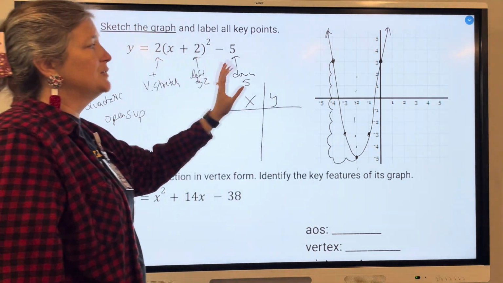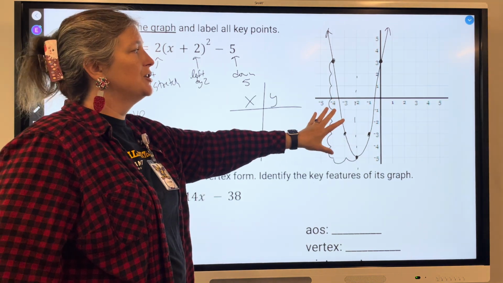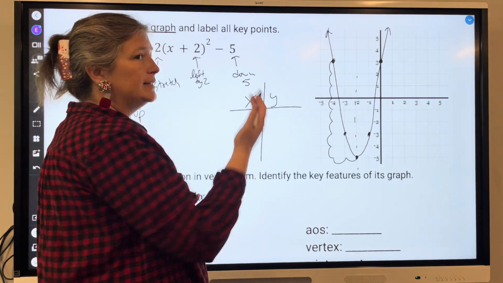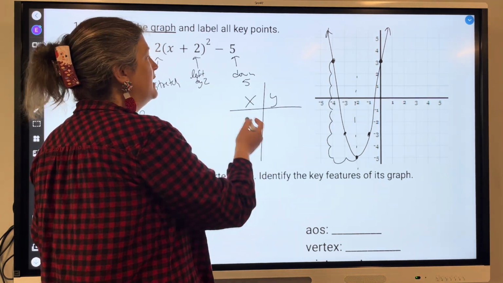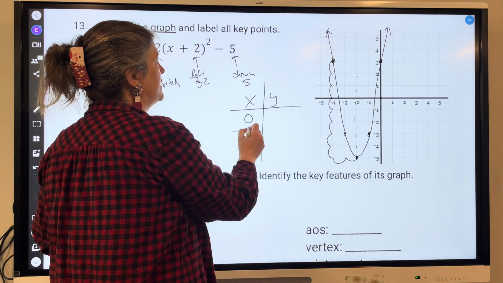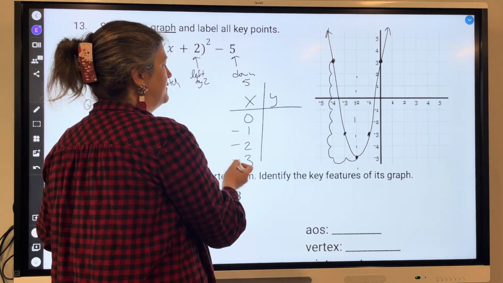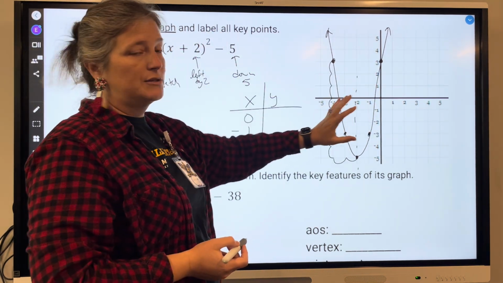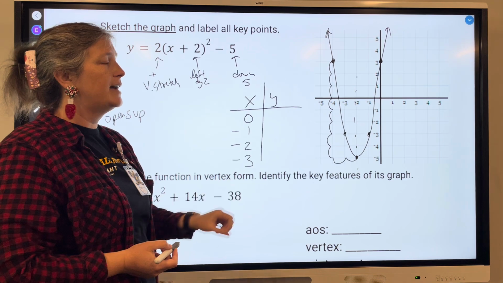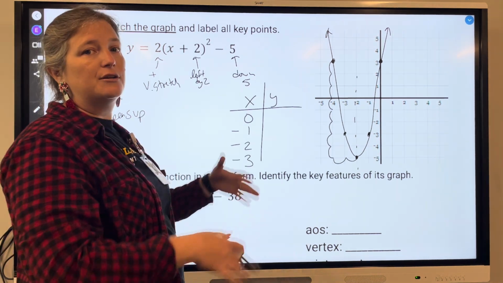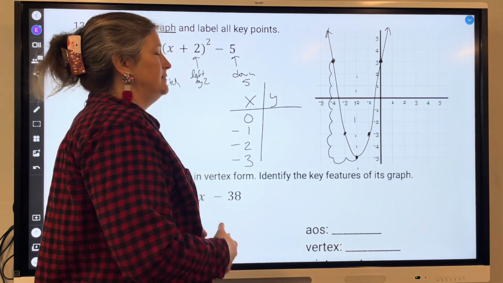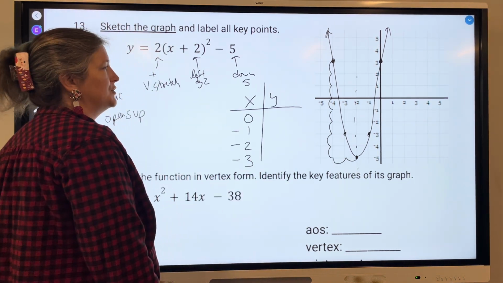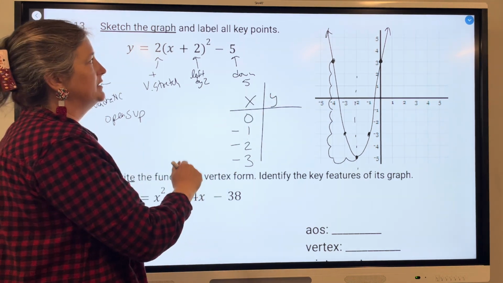Now if I'm going to make an xy table, thinking about transformations will tell me a little bit more about where to start. I don't want to start by plugging in x is 5 and working my way to the left. I would not get anywhere useful. So instead, I'm going to start with x is 0 and then do -1 and -2 and -3. Those choices are based on my analysis of the transformations, expecting to find key points in that area of the graph. So I'm not just going to randomly put in -3, -2, -1, 0, 1, 2, 3. I'm choosing that deliberately.